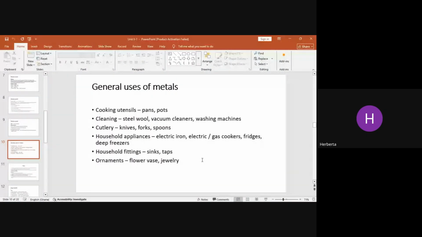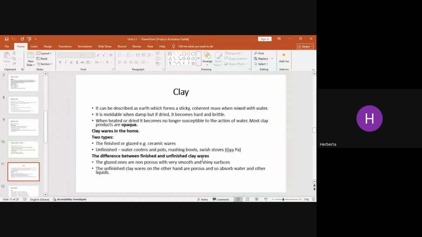Other household appliances like electric iron, gas cooker, electric cooker, fridges, deep freezers, they are all made of metals. It can be used for household fittings like the sinks and then taps. And some are also used as ornaments. Flower vases and jewelries are made of metal. Another material for surfaces is clay.